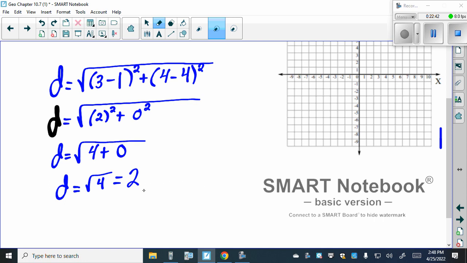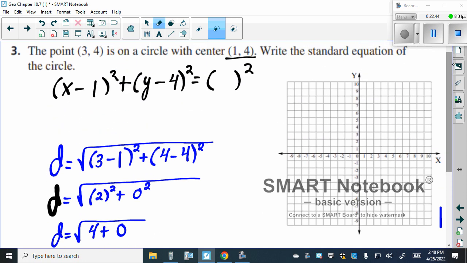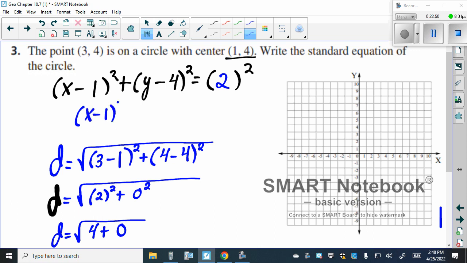So the radius for this is 2, which would tell us that we have x minus 1 squared plus y minus 4 squared is equal to 2 squared.